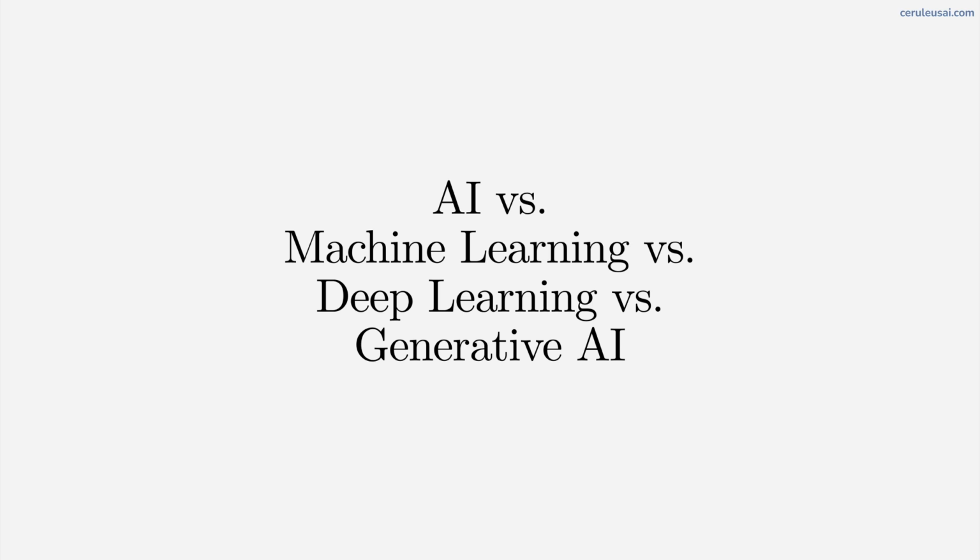In this video, we're going to clear up some of the most commonly confused terms in the field: artificial intelligence, machine learning, and deep learning. They might sound intimidating, but don't worry. Once you understand how they relate to each other, it all becomes much simpler.